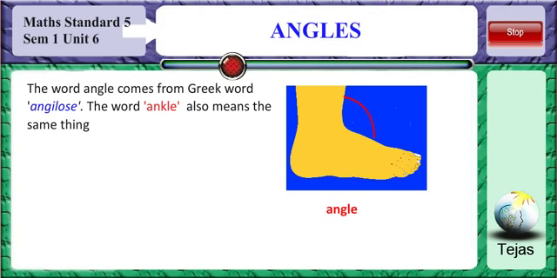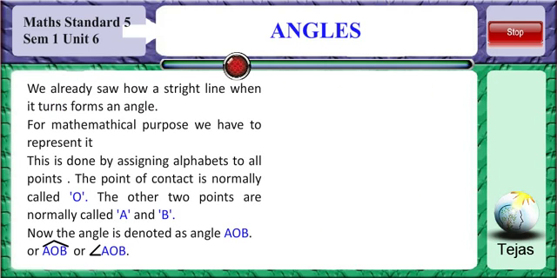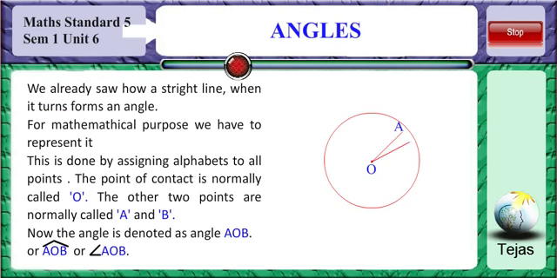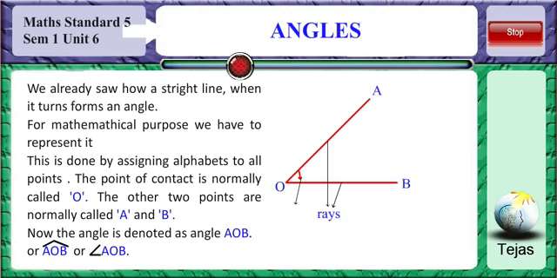The word angle comes from the Greek word anglios. The word ankle also means the same thing. We already saw how a straight line, when it turns, forms an angle. For mathematical purposes, we have to represent it. This is done by assigning alphabets to all points.